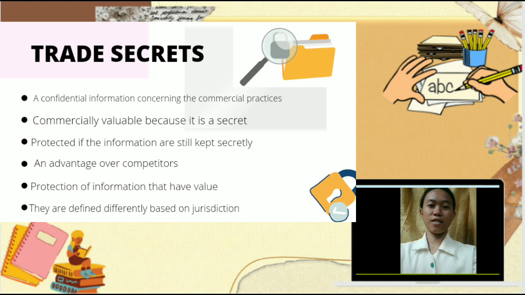So the last one is the trade secret. It is confidential information concerning commercial practices. It is commercially valuable because it is a secret, and it is protected if the information is still kept secret. A trade secret is an advantage over competitors, and it is protection of information that has value. They are defined differently based on jurisdiction.